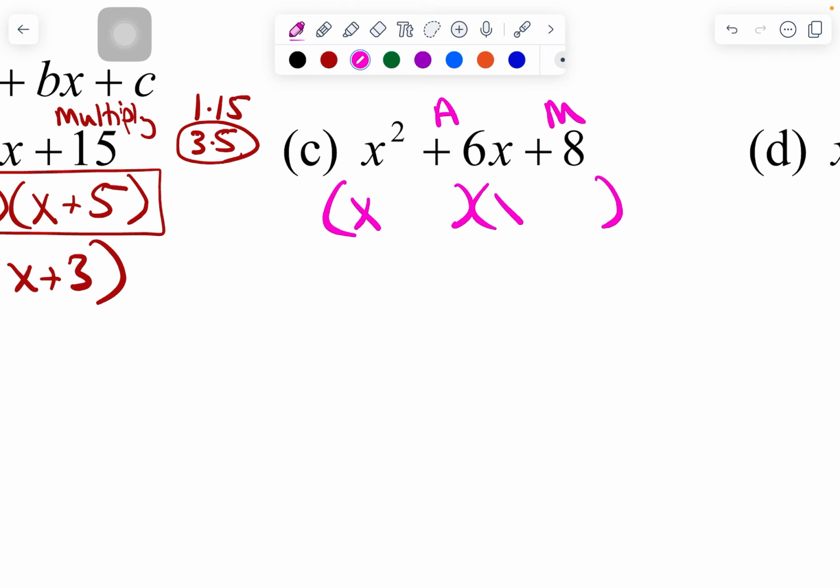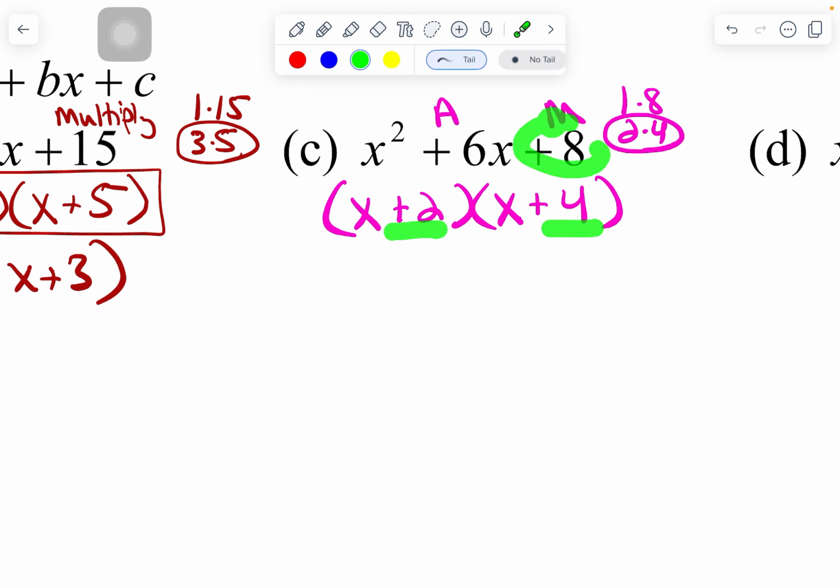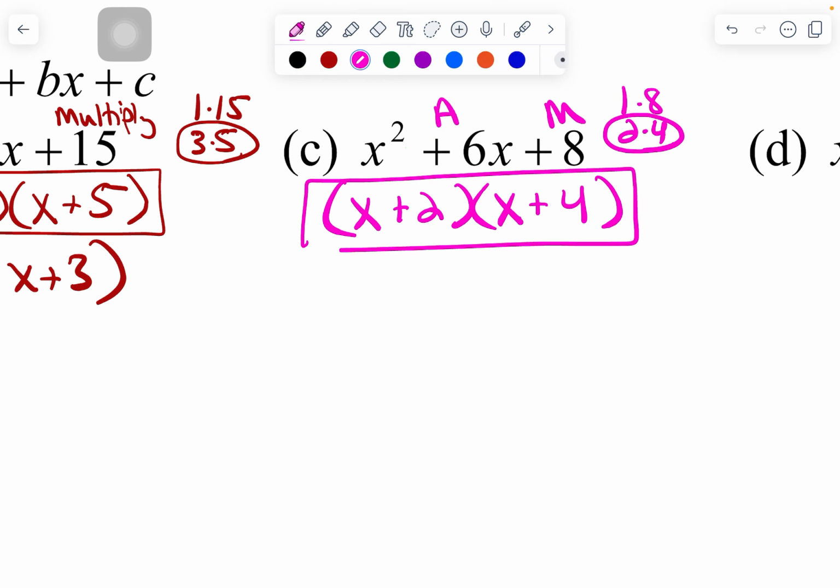X squared is going to be x squared. We're going to split that. So things that multiply to 8: 1 times 8, 2 times 4. So positive 2, positive 4. If I do my quick check, 2 times 4 gets me 8, and then 2 plus 4 gets me the 6. I guarantee you those are your right factors.